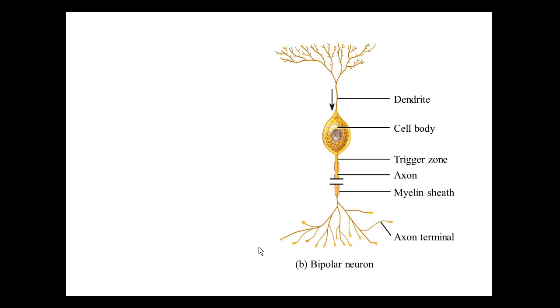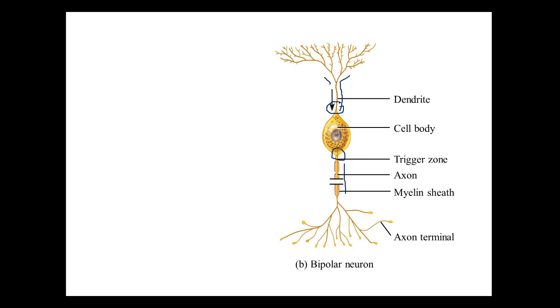Okay, our next type is going to be a bipolar. When you hear the word bi, what do you think of? If you said two, you're correct. Here we have one major dendrite that splits and branches, and then we have our axon. So we have one projection here and one projection here. So that's two, which tells us it's a bipolar neuron.